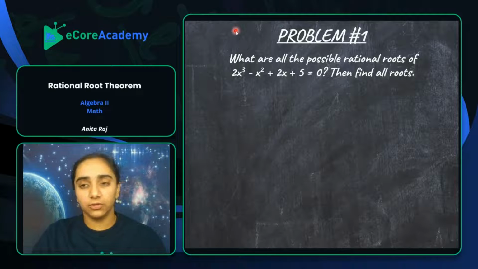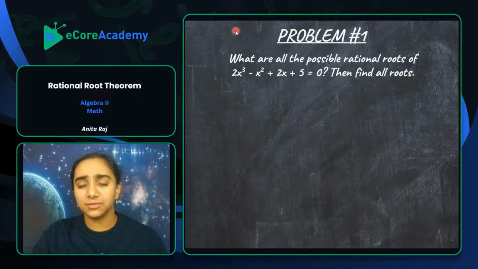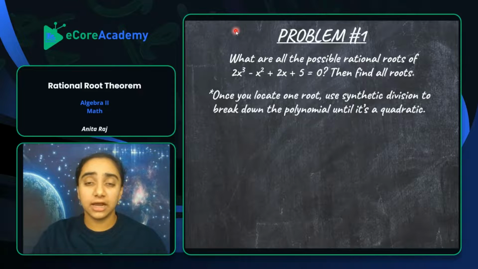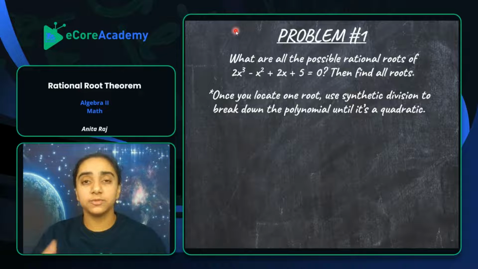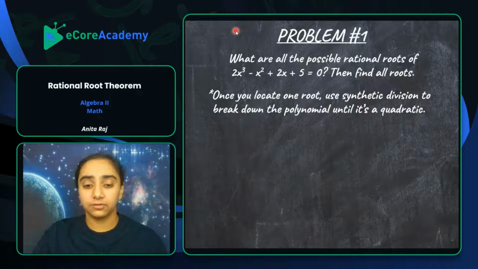Then we're going to find all the roots, all the actual roots. So we're going to find the possible roots, then we're going to find all the actual roots. This is a cubic, so it's not going to be easy for us to factor, so we can actually use the rational root theorem. In order to do this, we're going to locate one root, and once we hit on that one root, we're going to use synthetic division to break down the polynomial we've been given until it's a quadratic, and then factor from there.